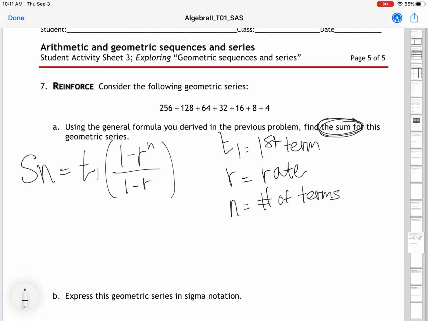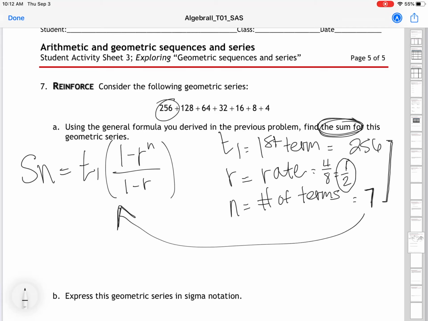Okay, so if you look, our first term, the first number you see is 256. Okay. Now, our rate. Remember, we have to work backwards. So I am saying 4 divided by 8 is 1/2. So our rate is 1/2 and our number of terms is 7. So I'm taking this information right here and I'm plugging it into the sum to get my answer. Okay?